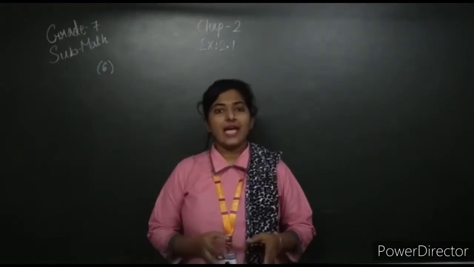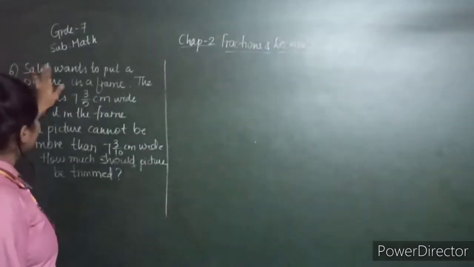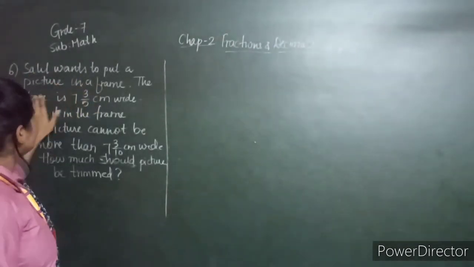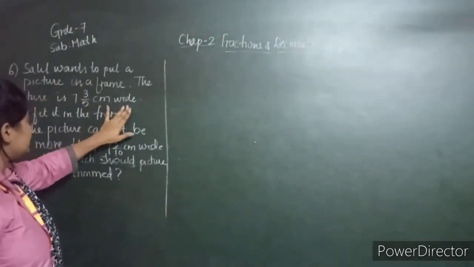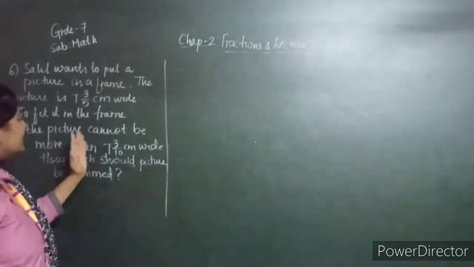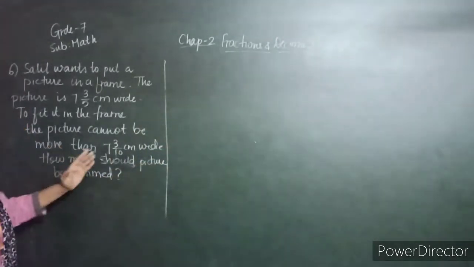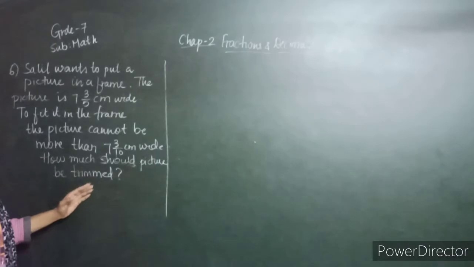We are going to start exercise 2.1 from question number 6. Question number 6. Salim wants to put a picture in a frame. The picture is 7 3/5 cm wide. To fit it in the frame, the picture cannot be more than 7 3/10 cm wide. How much should the picture be trimmed?